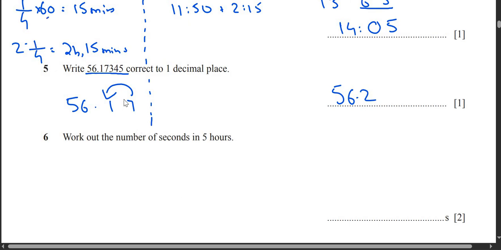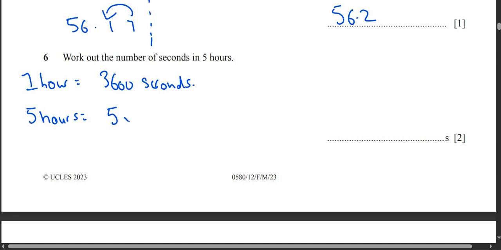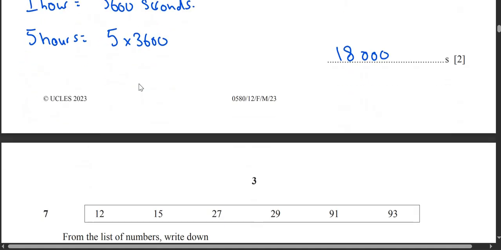Next question, it says work out the number of seconds in 5 hours. So look, 1 hour has 3600 seconds. And 5 hours would mean we will do 5 multiplied by 3600, which means 18,000 seconds.